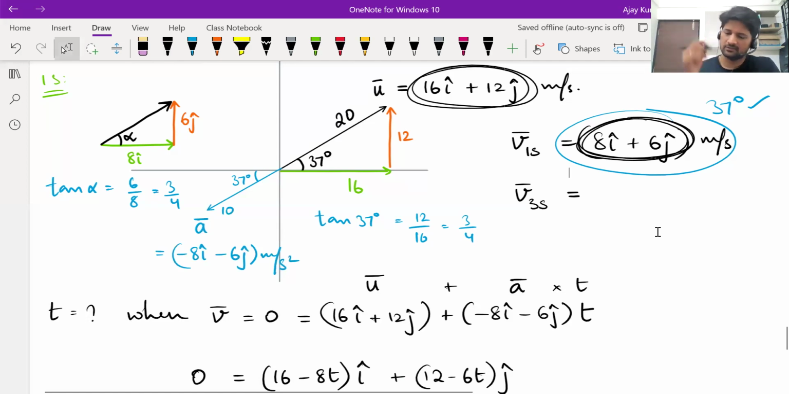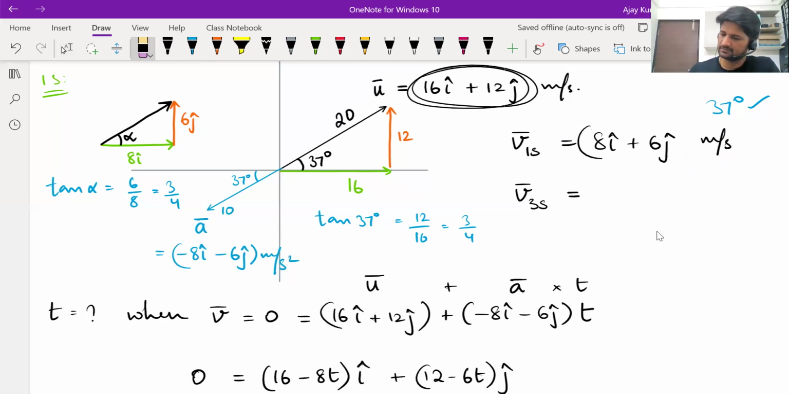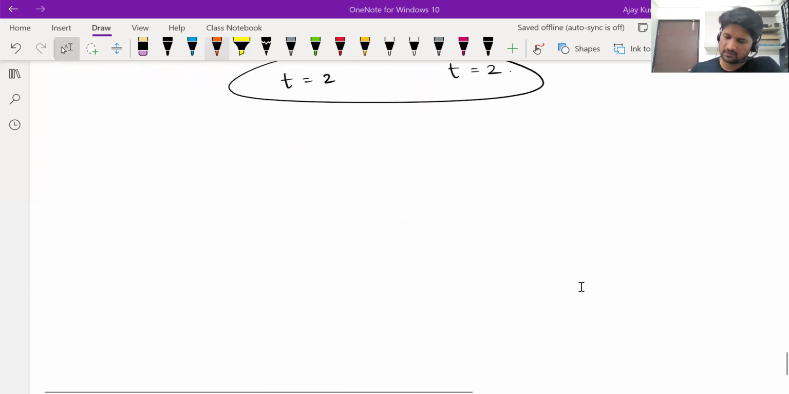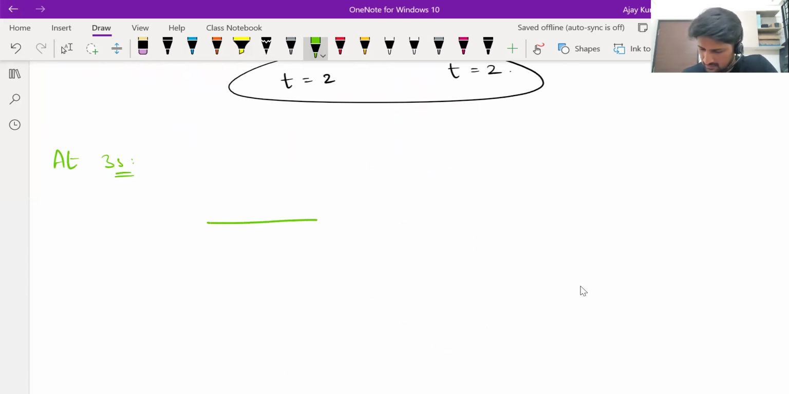Aishwarya, did you calculate velocity at 3 seconds? No response. Okay. Pawan, you said velocity at 3 seconds is minus 8 i cap, minus 6 j cap. Okay, let us check. Minus 8 i cap at 3 seconds. This is minus 8 i cap. And minus 6 j cap would be downward like this. So minus 8 i cap, minus 6 j cap, the velocity is like this now.